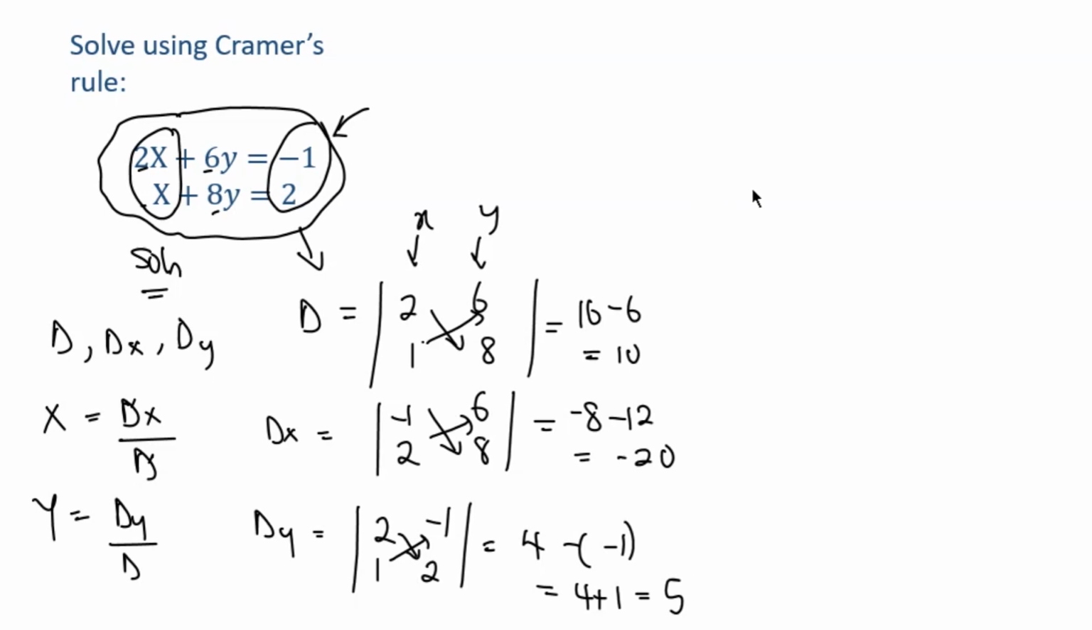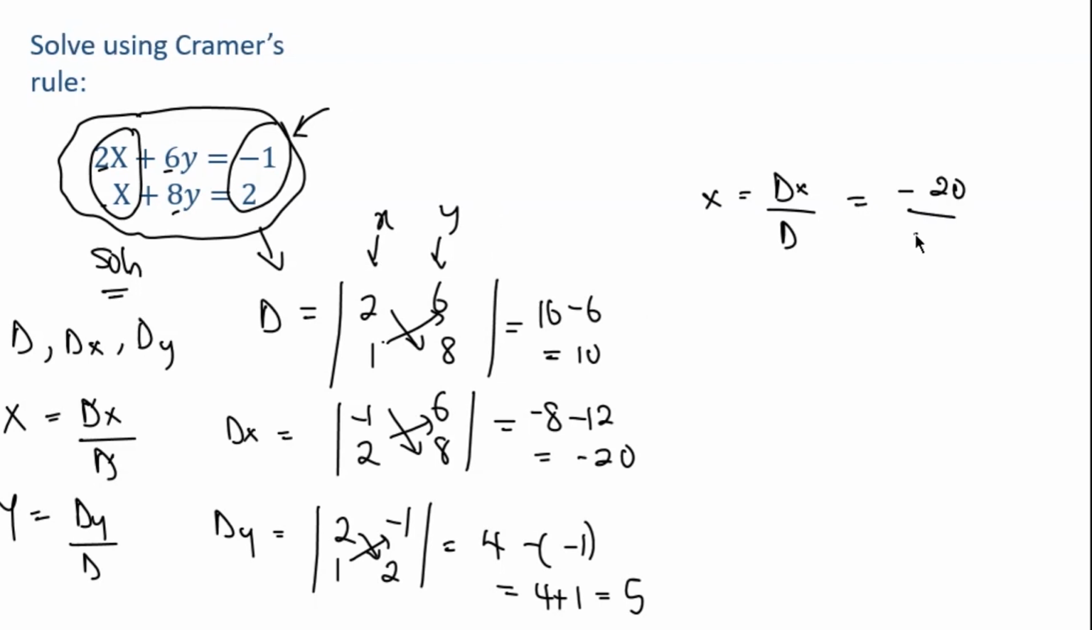5. So in order to find the value of x equal to what? Dx over D. What is the x? Negative 20 divided by 10, which is D, equals what? You guessed it, minus 2, right? So y equals what? Dy over D equals what? 5 over 10. That equals 1 over 2.